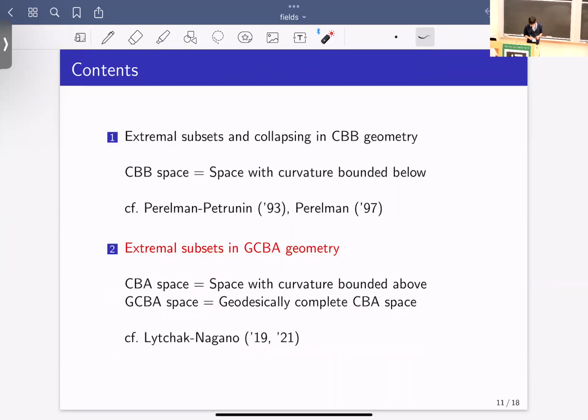So to obtain some control, we will consider GCBA spaces, which means geodesically complete CBA spaces. The theory of GCBA spaces was developed by Lytchak and Nagano, and it has many similarities with the theory of CBB spaces. So from this point of view, I will introduce the notion of an extremal subset in a GCBA space and describe its basic properties, especially its connection with the topological structure of a GCBA space.